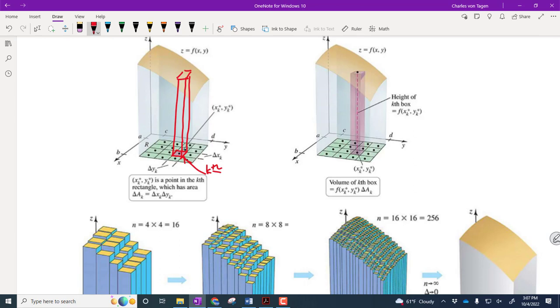So here's how I chop up my region into its k rectangles. I take some representative point from within that, and then I can compute the volume of the kth column by simply taking the area of that kth rectangle, that's the a sub k, and I multiply it by the height of the column using that representative point. Any questions about that basic idea? Yeah, Anna? That representative point can be any point?